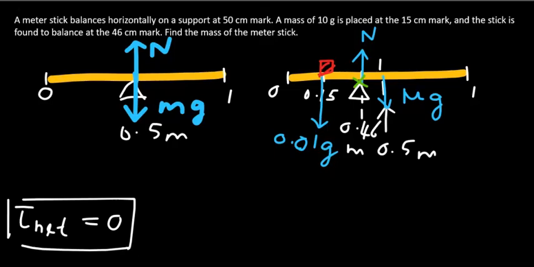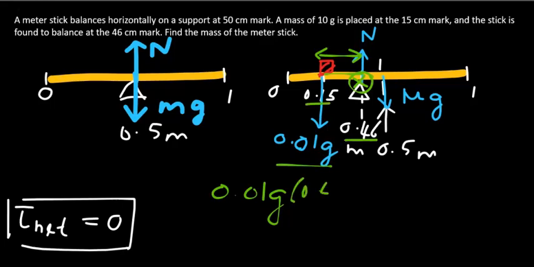Now all we have to do is calculate the torque due to this force and that force about an axis passing through there. Let's do the torque due to that force. The force is 0.01 times gravity. The moment arm is the distance from the axis of rotation to where the force acts, and that distance is 0.46 minus 0.15. Note that the moment arm vector is perpendicular to the force vector, so sine 90 is 1. You don't have to worry about anything else.